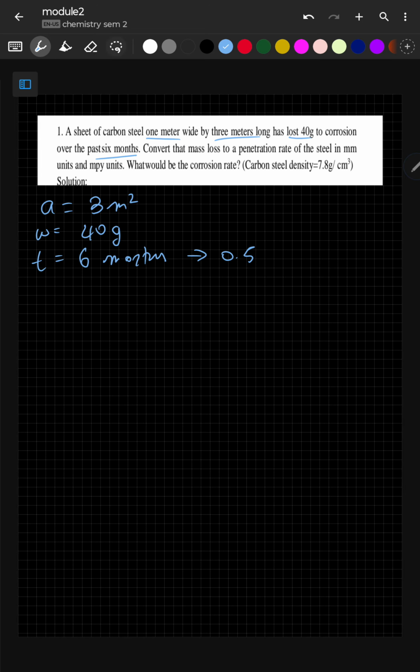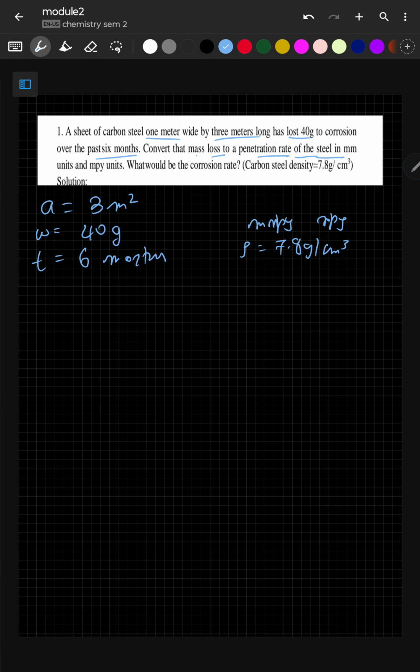That conversion we will do separately, not to worry. Convert the mass lost to a penetration rate of steel in mm units and MPY. So MMPY and MPY both they have asked. They have given density as 7.8 gram per centimeter cube, and this is going to be the same for both.